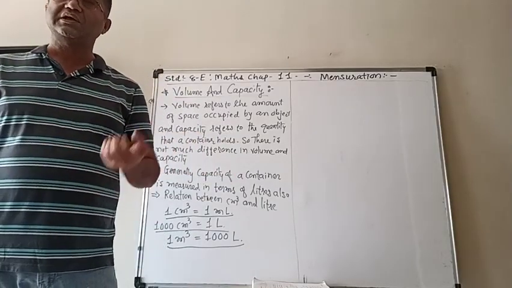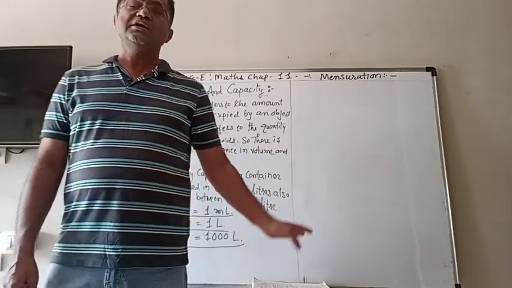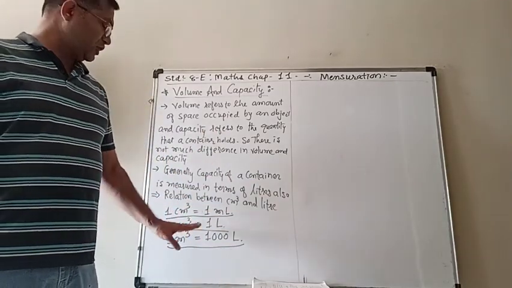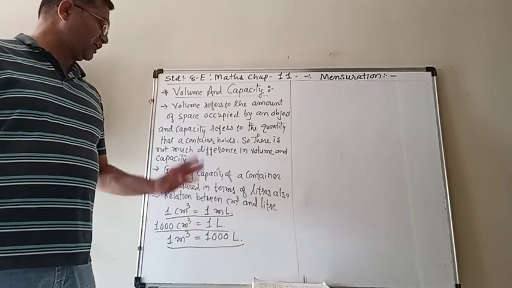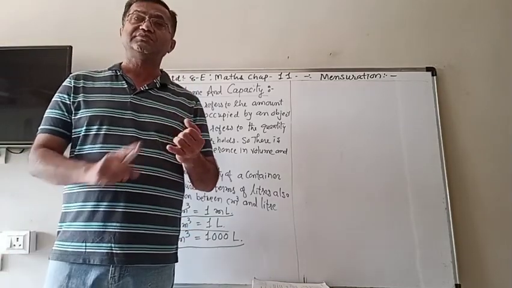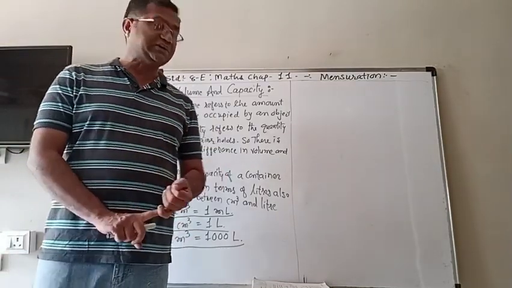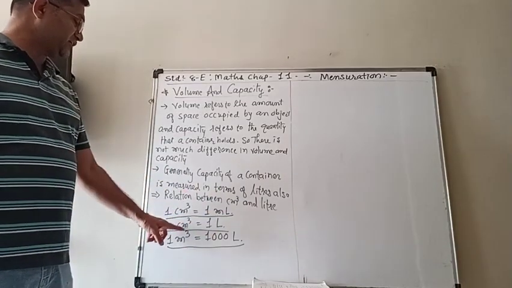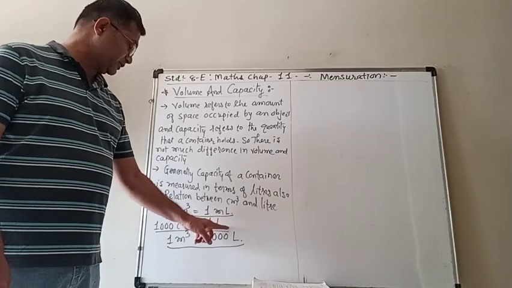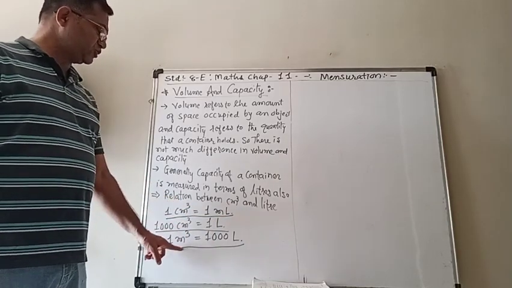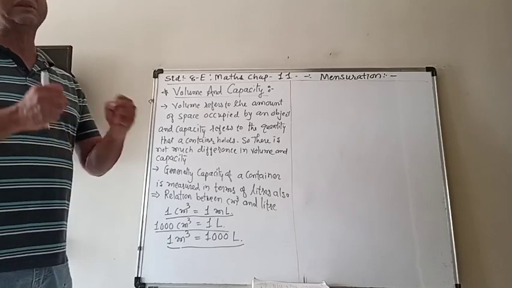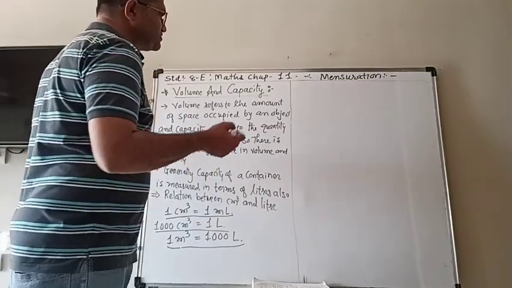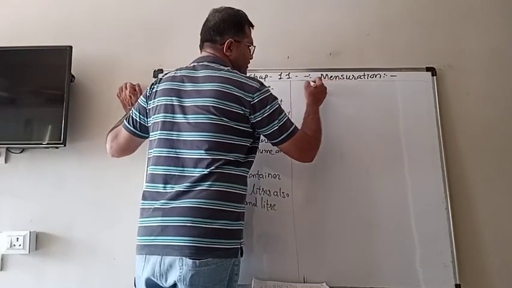In this situation, we have to convert by using the accurate relations. So these three things are to be kept in mind. 1 centimeter cube is 1 milliliter, 1000 centimeter cube is 1 liter and 1 meter cube is 1000 liters. So now let us do some examples based on volume and capacity.